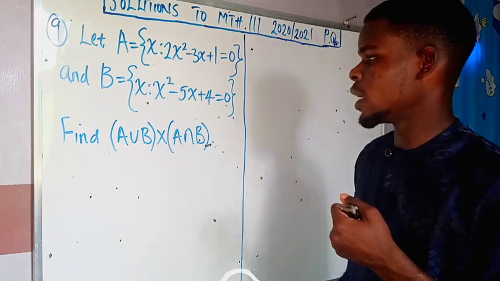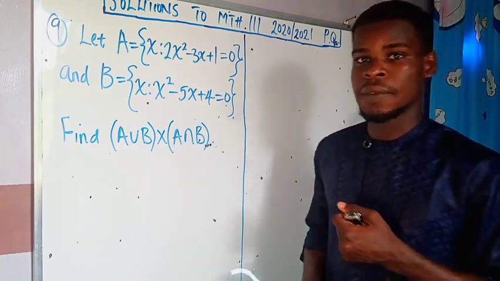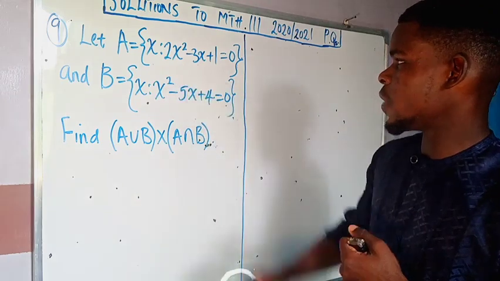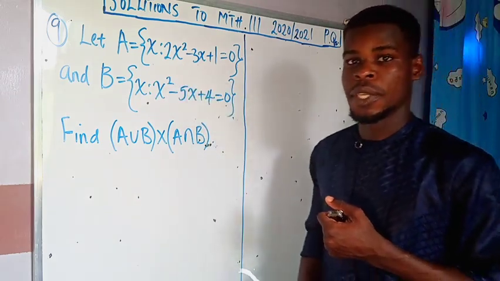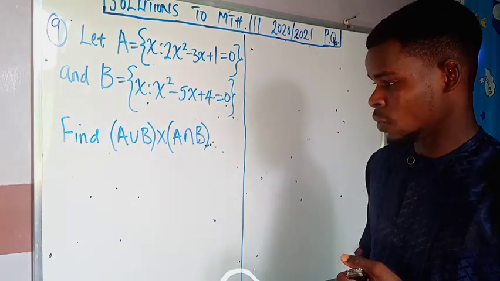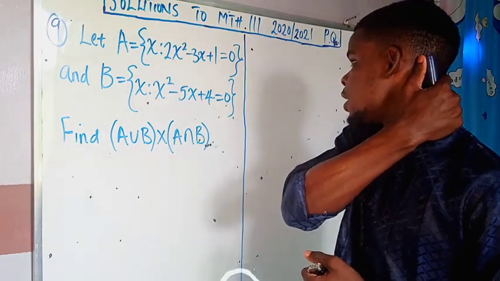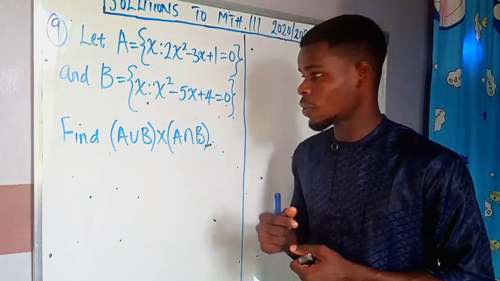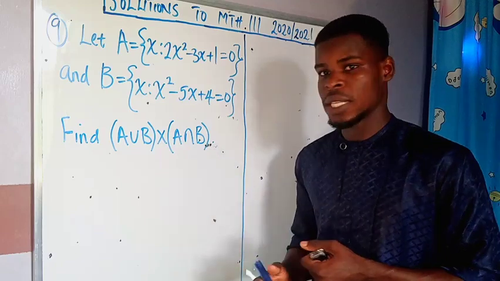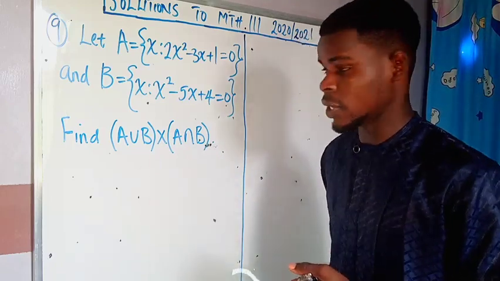So we want to find (A union B) cross (A intersection B), given that A is a set containing elements x that satisfy this quadratic equation, and B is a set containing elements x that satisfy this quadratic equation. So what we really have to do is to get our sets A and B, that is the elements of set A and B, and then when we're done, we compute the union, we compute the intersection, and then we take the cross product of the union and the intersection, and then we are done, right?